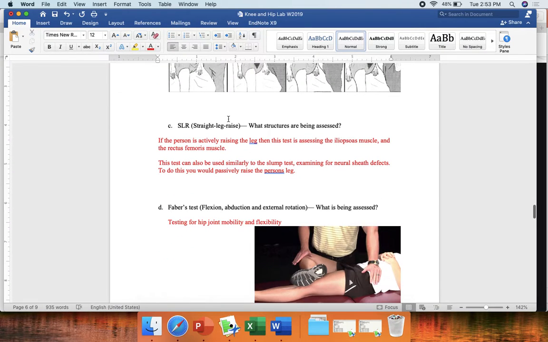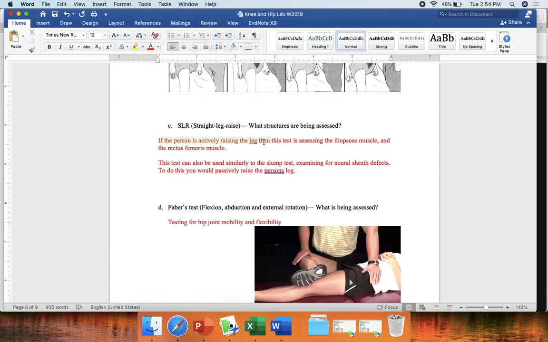Next up is the straight leg raise test. So it just asks simply what structures are being assessed. The straight leg test is exactly as it sounds. You're having the person lay on a table. You're going to have the knee extended to 0 degrees or 180 degrees, whichever you prefer. And then all you're going to have them do is lift the leg from the hip. Okay?